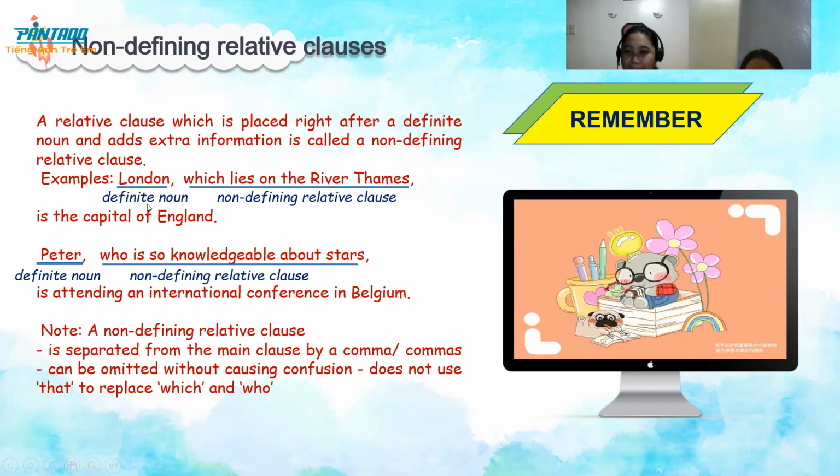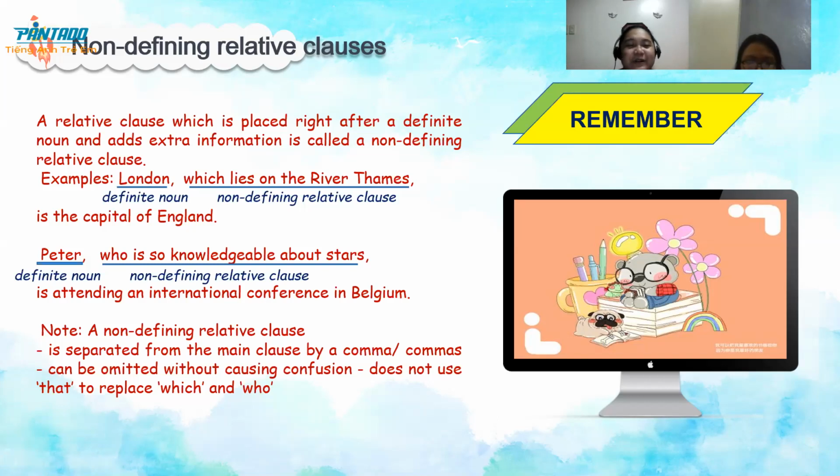Did you get it? Can you please read this other example? Peter, who is so knowledgeable about stars, is attending an international conference in Belgium. So as you can see, Peter is our definite noun, and who is so knowledgeable about stars is extra information, right? Did you get it? I think I quite get it.